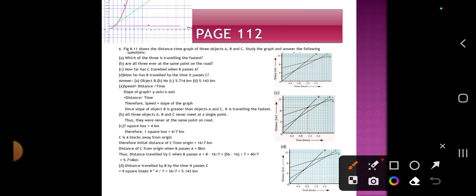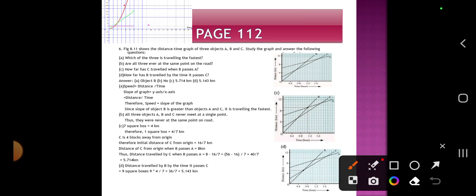Now the distance of C from origin when B passes A. So what is the distance of the C when B passes A? Here is the B, it passes A. So you can see here, when it passes A, this is the place, it is 8 kilometer.